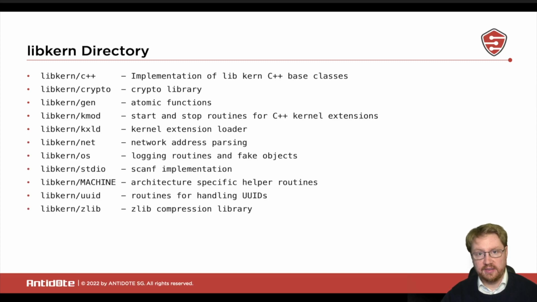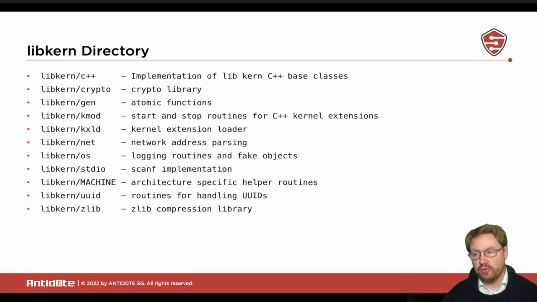So then we have the whole thing of libkern. Libkern is a bunch of helper directories. First there's the C++ directory. That's basically a C++ base class implementation, like for data objects, like OSData, OSString, OSNumber, and all these kinds of container objects for data objects in the kernel.